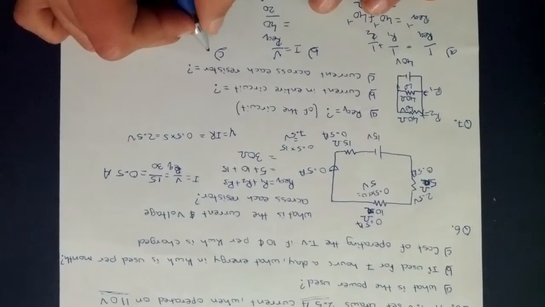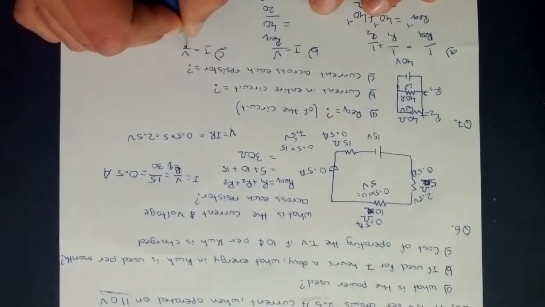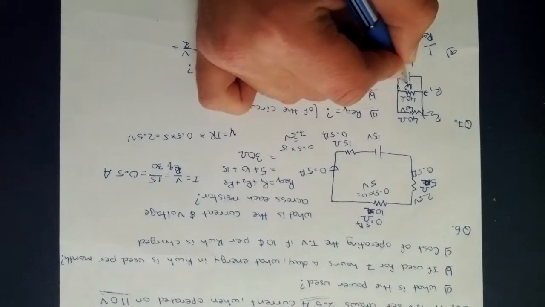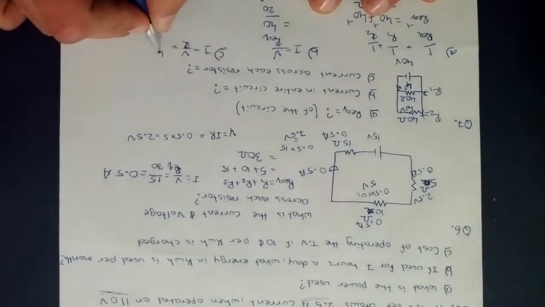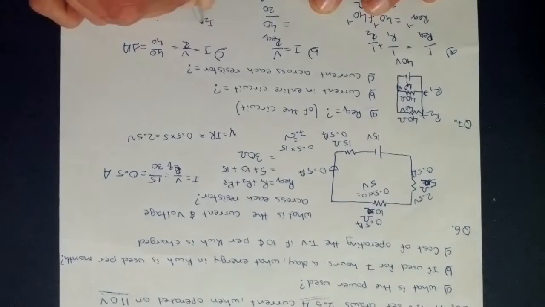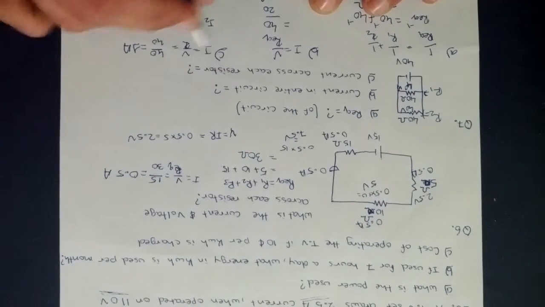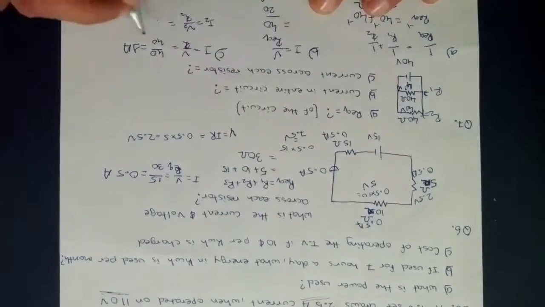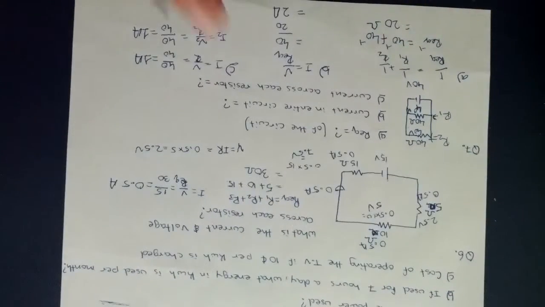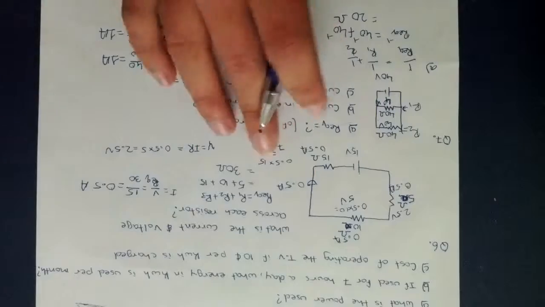So I equals V over R. V in this one is 40 volts and resistance is 40, which equals 1 amp. And I2 would be V2 over R2, which is the same thing, 40 over 40. And that's it. That's how you would solve question 7.